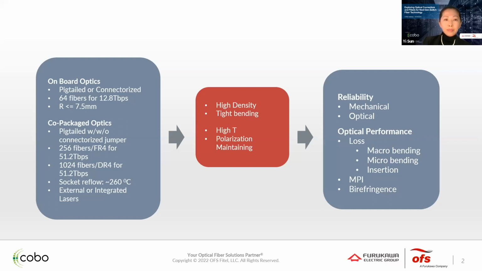That piece of fiber can be pigtailed, or connectorized, or pigtailed with a connectorized jumper. And the number of fibers can be very large. To quote some numbers here: for a switch bandwidth of 51.2 terabits per second, it could be 256 fibers for CPO based on FR4, and that number could be over 1,000 if it's based on DR4. And you saw in Bulent's presentation that in one RU switch it could be up to 3,000. With that large amount of fibers inside a switch box, a narrow space, the routing of the fiber is challenging and requires some tight bending.